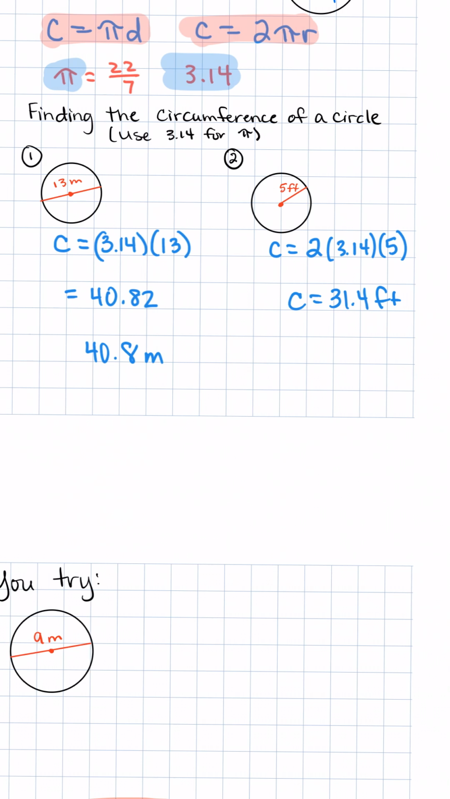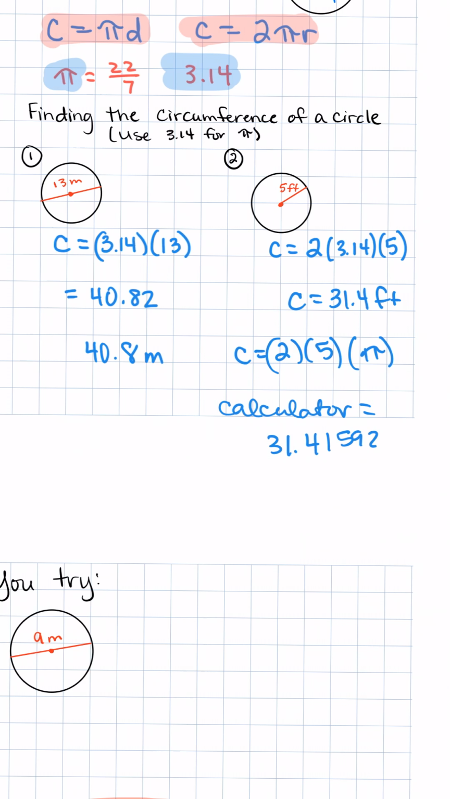There is a pi button on many of the calculators. So if you were going to be doing that, you would have C equals 2 times the radius, which is 5, times pi. And when you type that into the calculator, it would most likely give you 31.415926, right? So it's the same thing as if you just use 3.14 and then you just round to the tenths place.